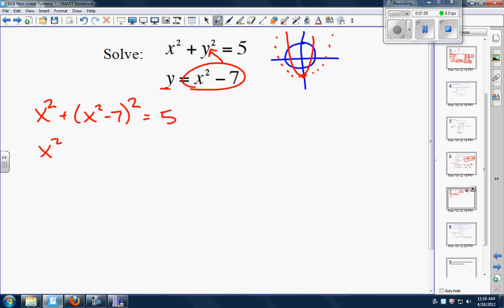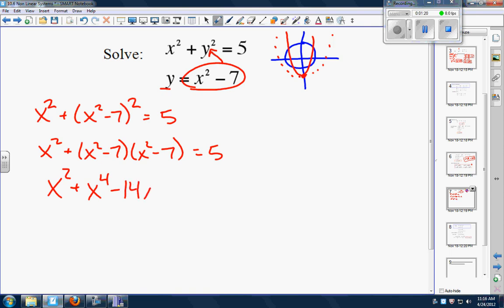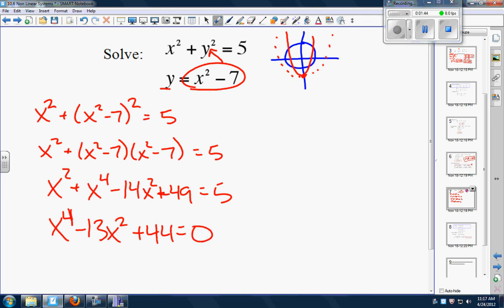So I'm going to double distribute this out. It's not going to be just x to the 4th plus 49. Use the shortcut here. Okay. Collect all the like terms, put it in decreasing order. So you got an x to the 4th minus 13x squared. I'm going to move the 5 over, plus 44 equals 0.